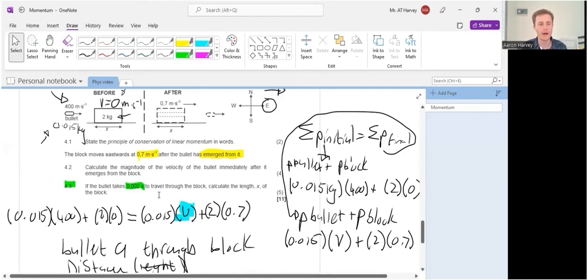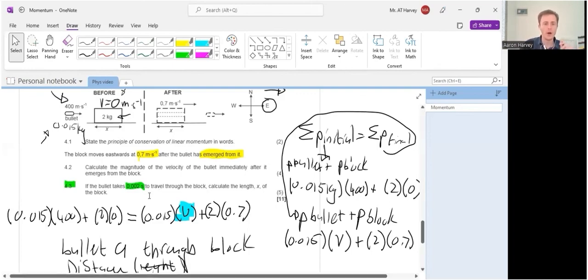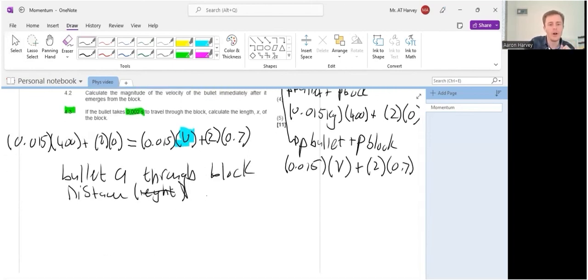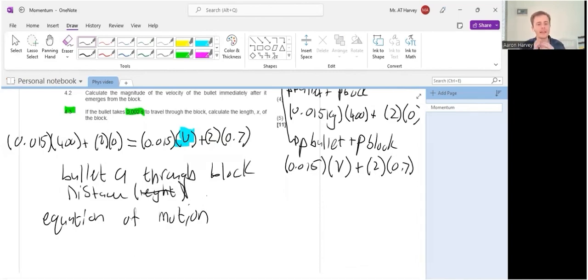So if we think about it, you've got acceleration. You need to calculate distance or length. You've got an initial velocity. You've got a final velocity. Hopefully this should be ringing the bell of our equations of motion. This is how integrated physics is, even in the middle of a momentum question like this, they can expect you to use your equations of motion.